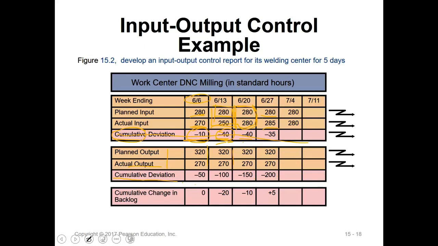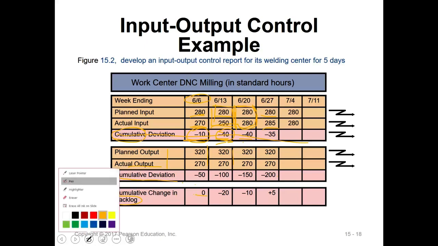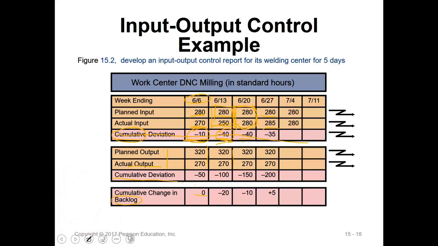So they said the cumulative change in backlog over here, this is 0, because I use another color of the pen. Here's the input. This is the output. Input is 270, and the output is 270. That's why there's no backlog. How much is coming in, processed, and sent out. There is no backlog.